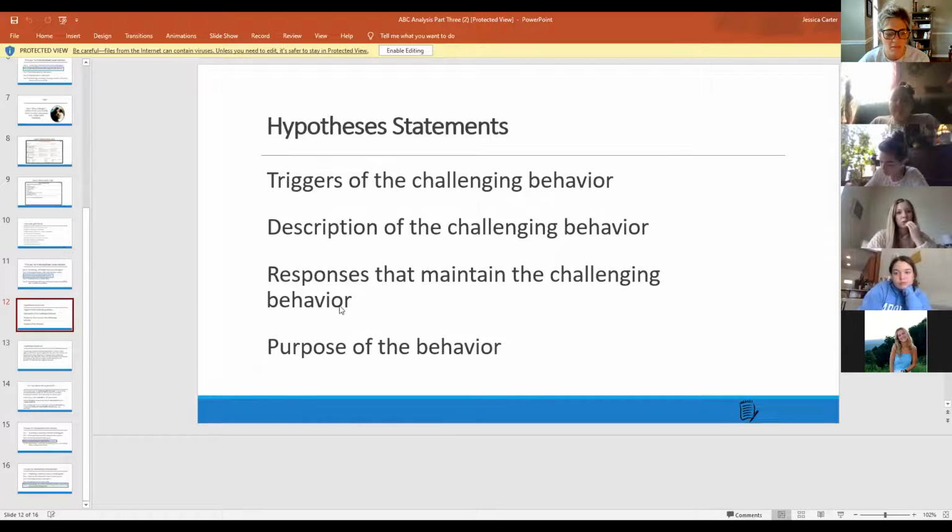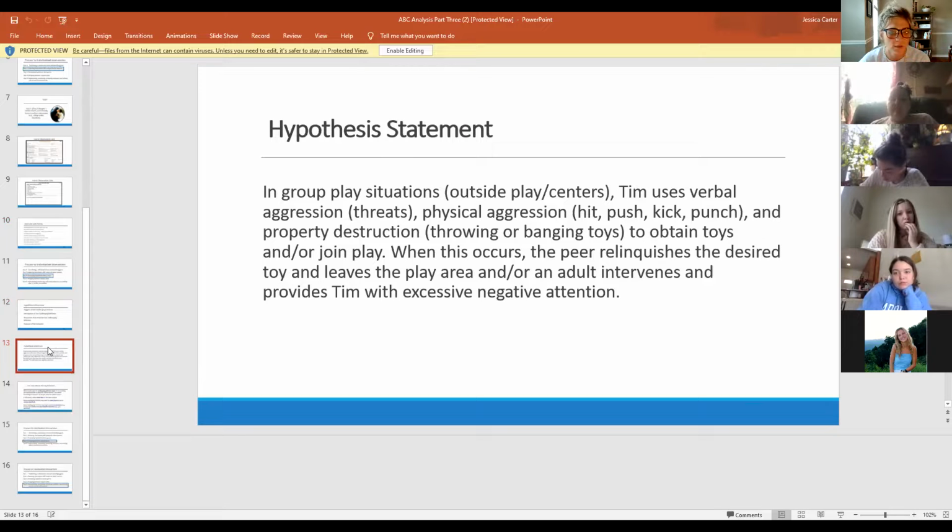Responses that maintain that behavior: children leave the play area, or an adult intervenes and provides Tim with excessive negative attention. And so the purpose of the behavior was stated up in the middle: to obtain toys and/or join play. So you see how that's all kind of woven in here in this hypothesis statement.